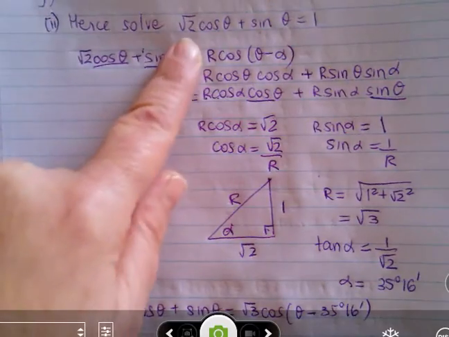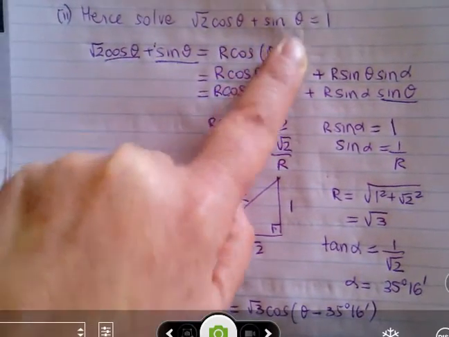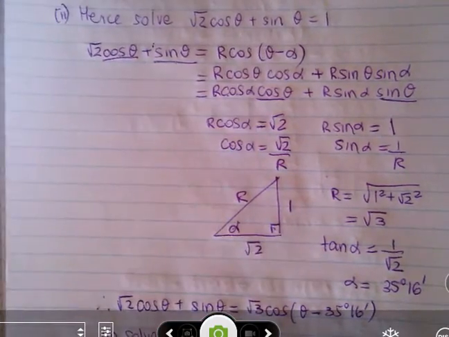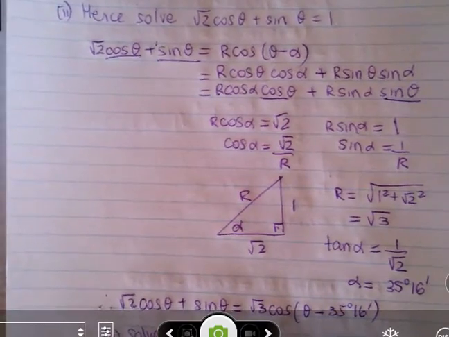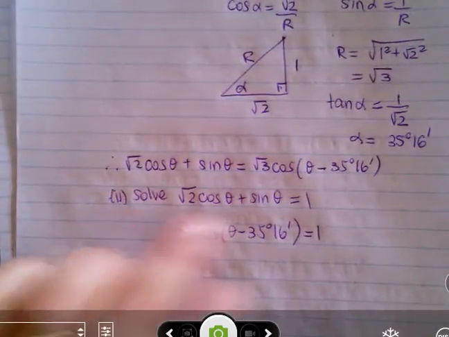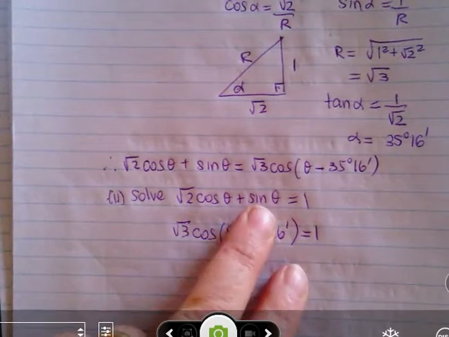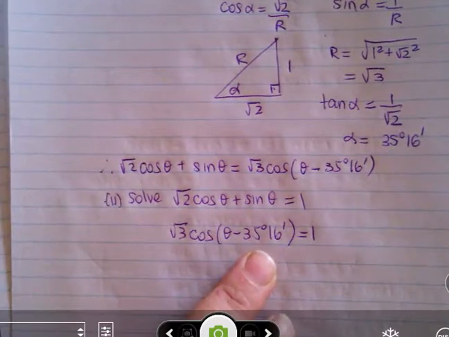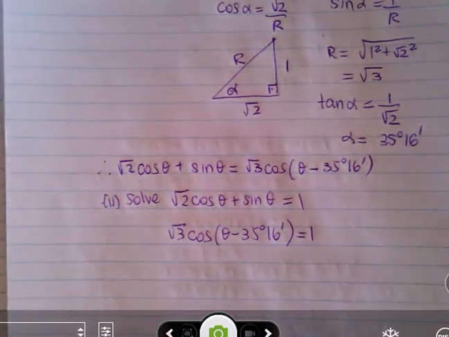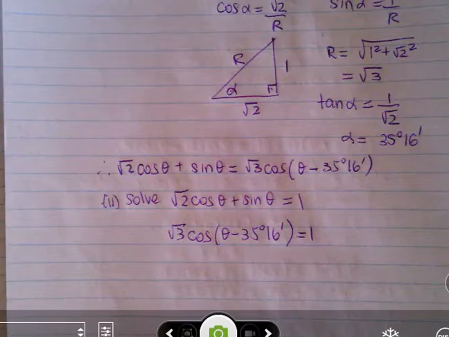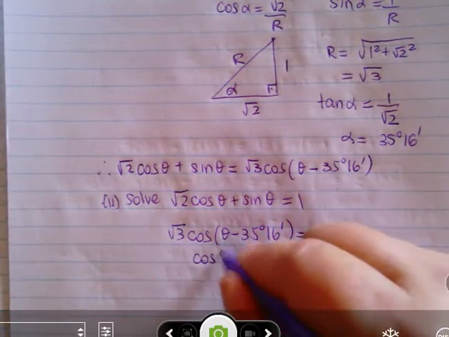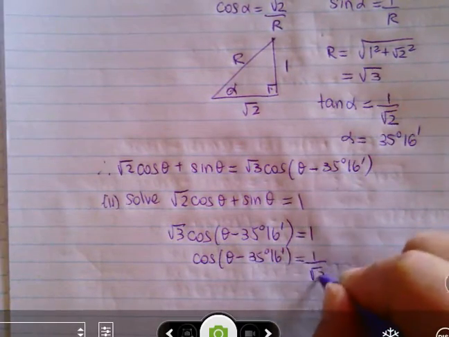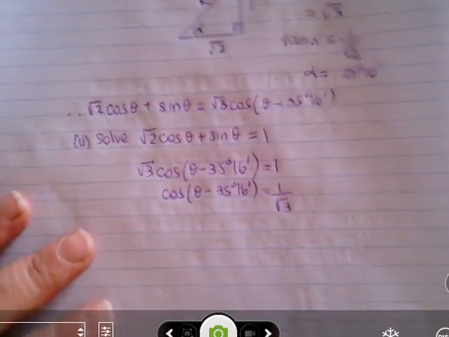Part 2 of the question is to solve root 2 cos theta plus sine theta equals 1. The purpose of part 1 is to write root 2 cos theta plus sine theta in another form with only cos. So to solve that, we just replace it with our new expression, using the auxiliary angle. And now it's just solving an equation in terms of cos. So we've got cos(theta minus 35 degrees 16 minutes) equals 1 on root 3. And we do our steps.